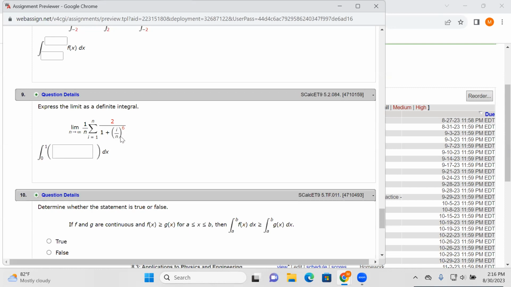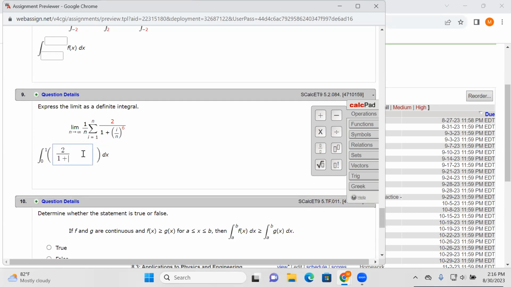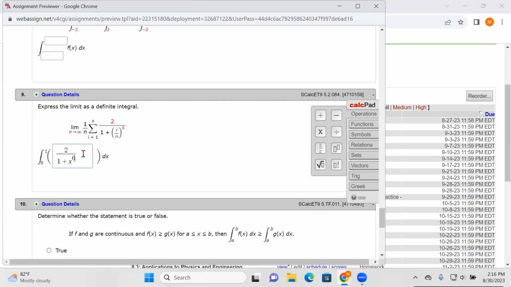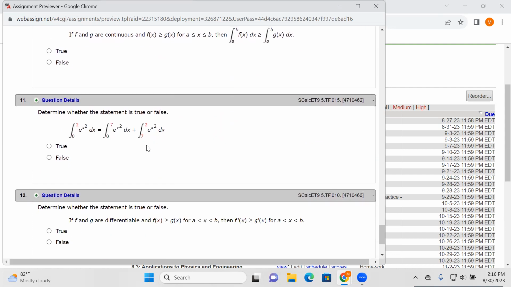But the function itself is just 2 over 1 plus x to the 6th. So I see 2 divided by 1 plus x raised to the 6th. That's what I see in there. The 1 over n is the width of each rectangle. That's been factored out of our sum, which is perfectly fine. That's just using the distributive property. Greater function, greater area. We talked about that in class today.